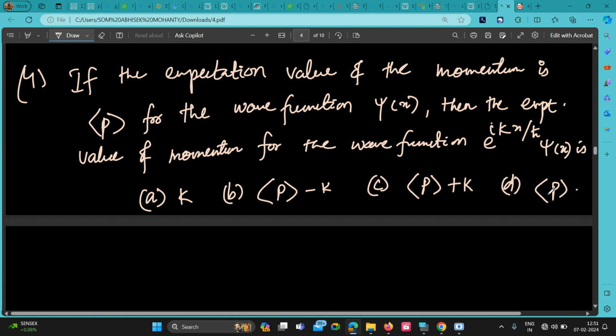The expectation value of the momentum is p for the wave function psi x. Then the expectation value of momentum for the wave function e to the power i k x by h cut psi x is?